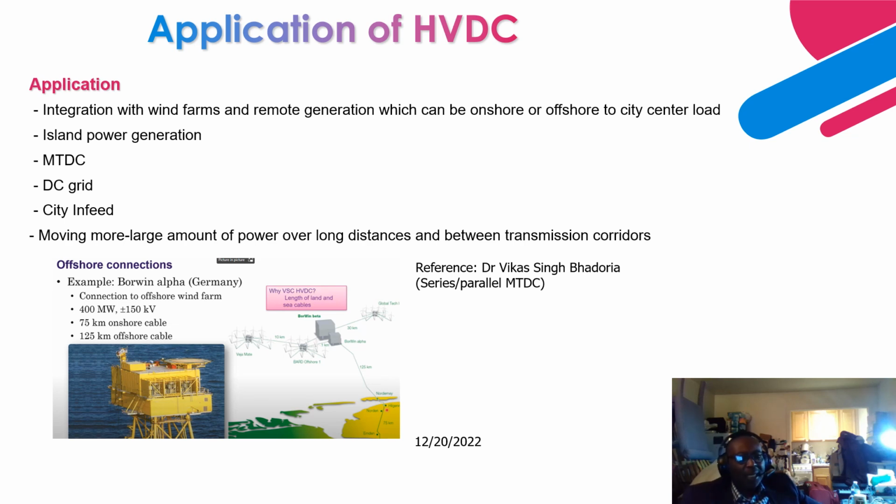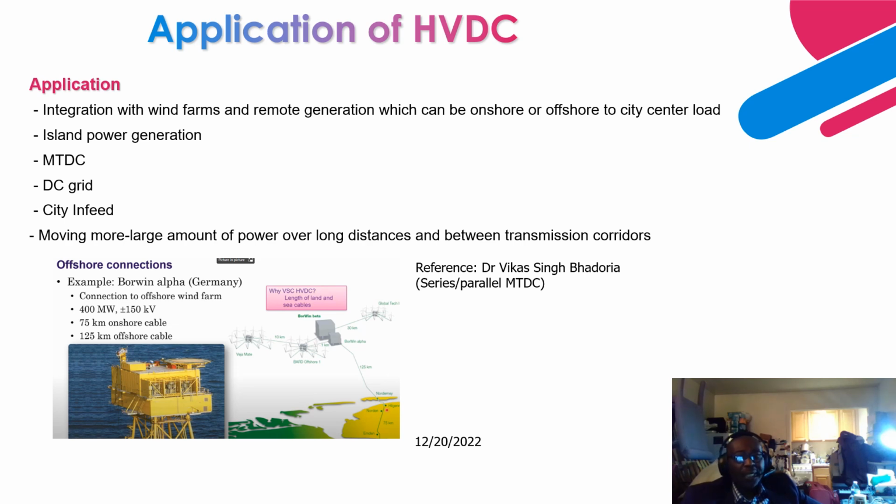Next, moving large amounts of power over long distances, and in between transmission corridors, and we'll talk about each piece of this. Moving large amounts of power over long distance, like I made mention, is utilized in many parts of China, where a large amount of power is moved from the northeast area to the south. The load centers, where much of the city centers are located, are in the south area. And the hydro plants are located like 4,000, 5,000, 6,000 kilometers away in the northwest area of China. So HVDC becomes the best option.